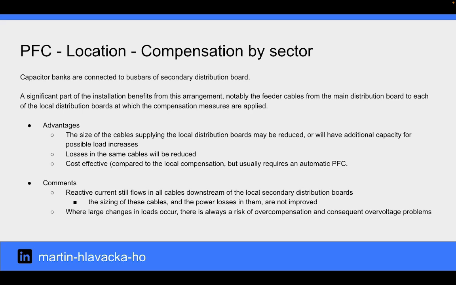However, reactive current still flows in all cables downstream of the local secondary distribution boards, and when large changes in loads occur, there is always the risk of overcompensation and consequent overvoltage problems.